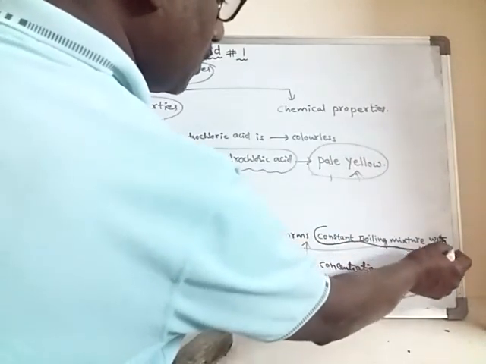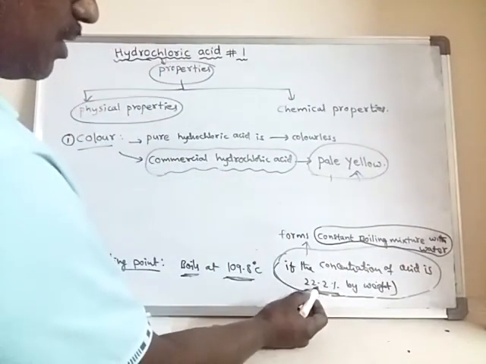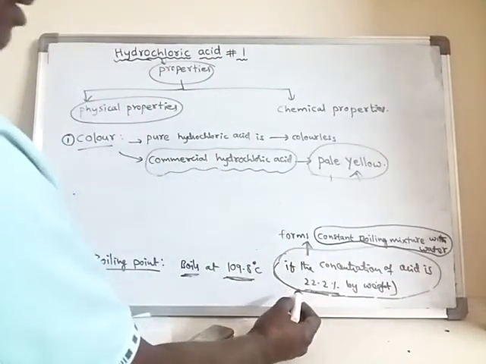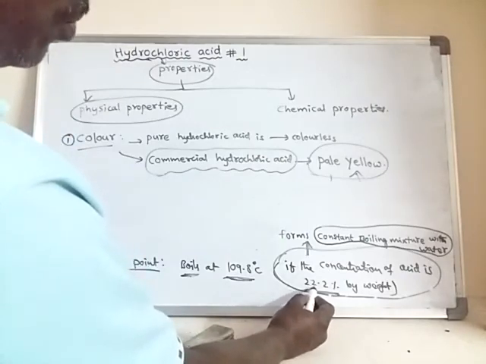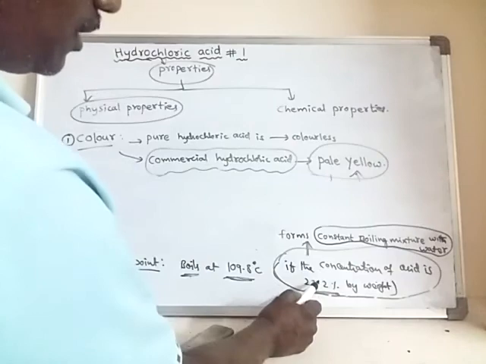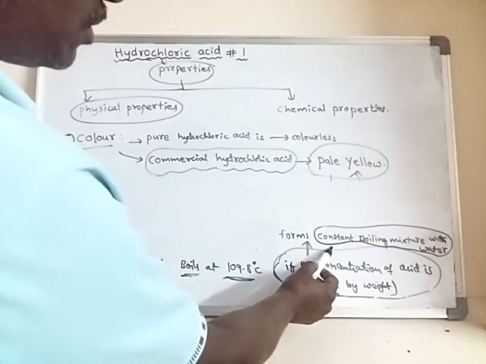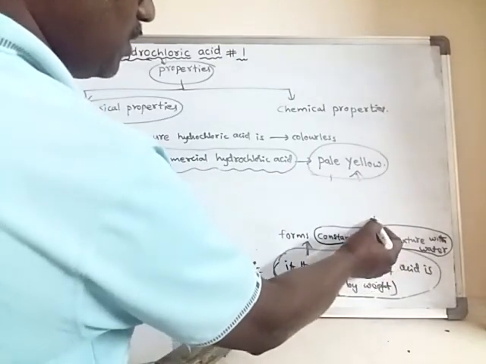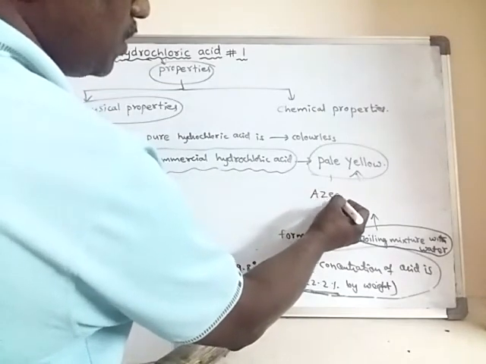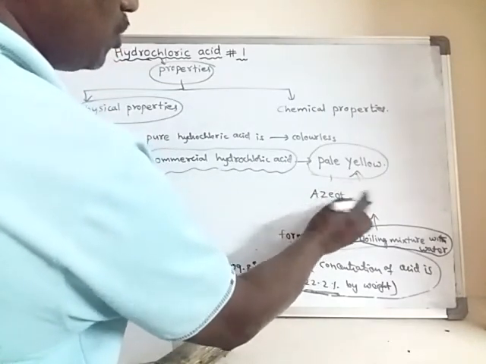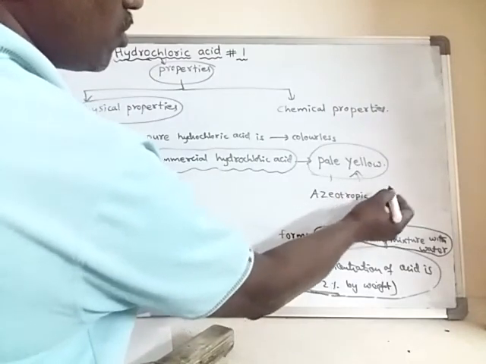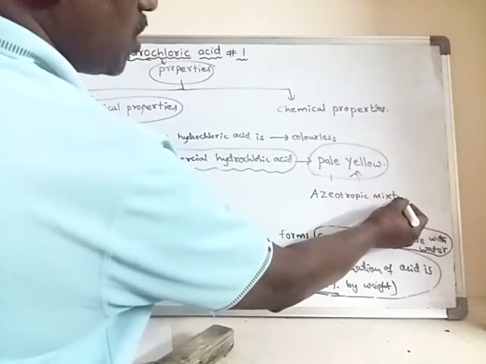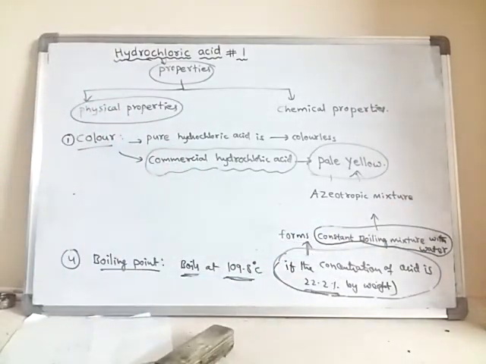Which one forms a constant boiling mixture with water? The HCl solution whose concentration is 22.2% by weight. That HCl solution forms a constant boiling mixture with water. Constant boiling mixture is called an azeotropic mixture. What is an azeotropic mixture? A constant boiling mixture of any two substances is said to be an azeotropic mixture.